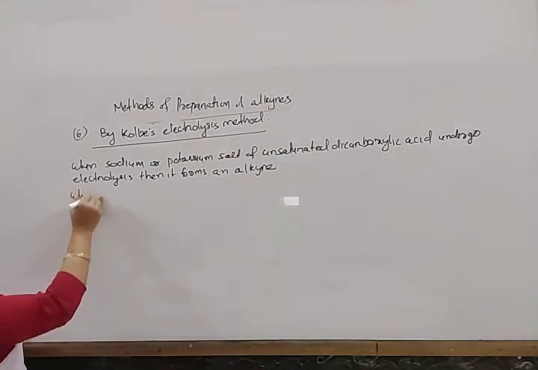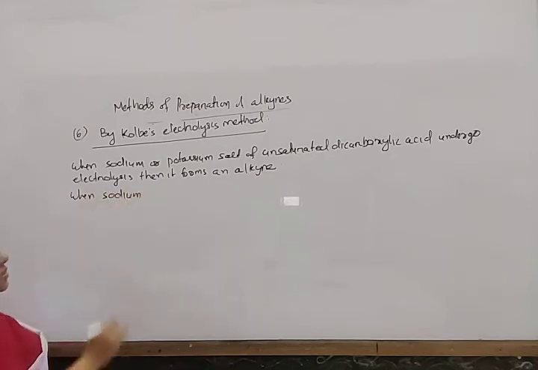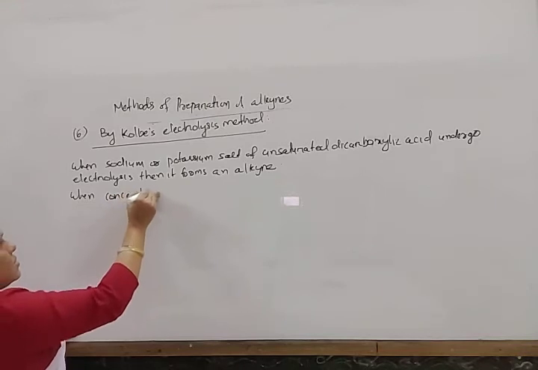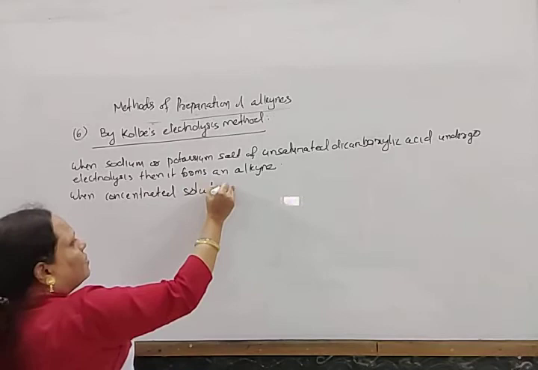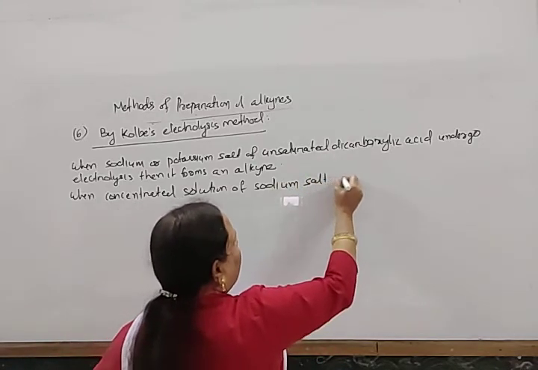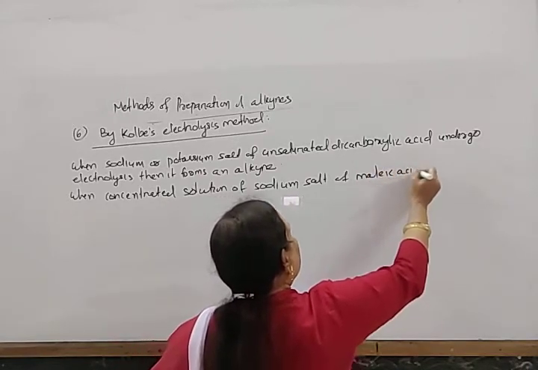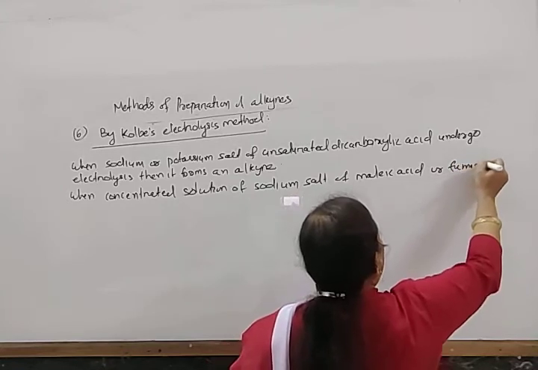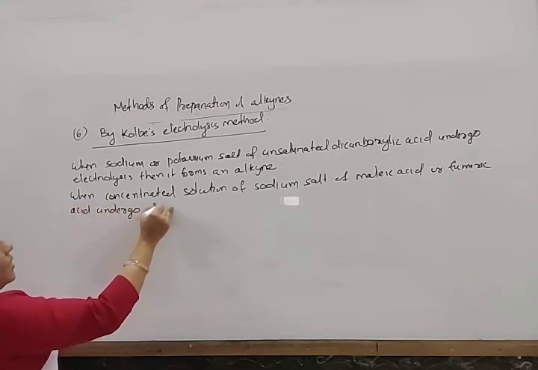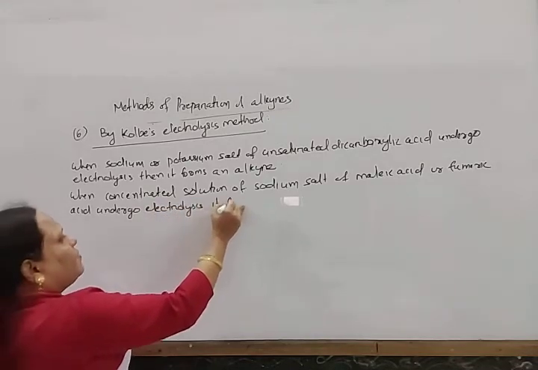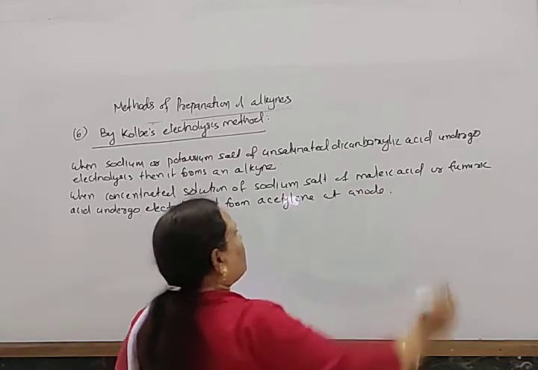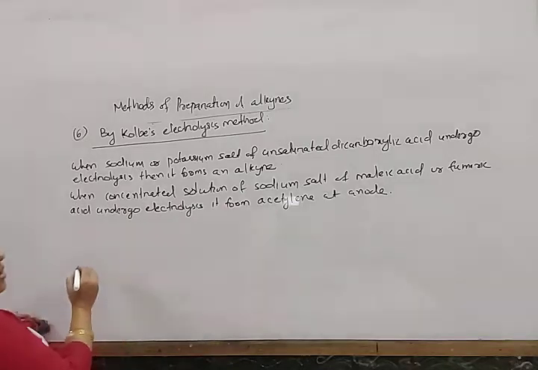For example, when a concentrated solution of sodium salt of maleic acid or fumaric acid undergoes electrolysis, it forms acetylene at the anode. So what is this fumaric acid?